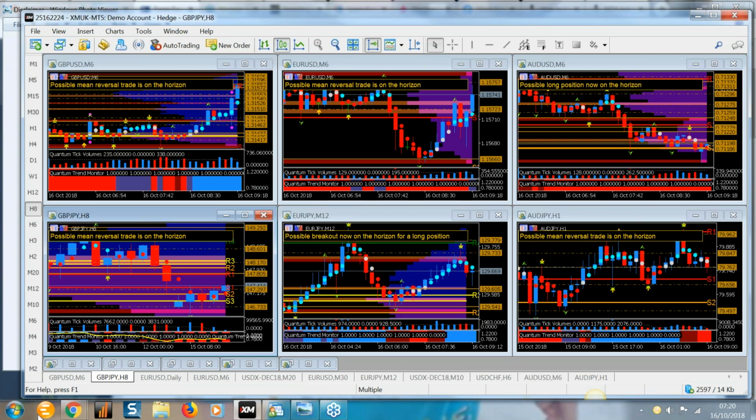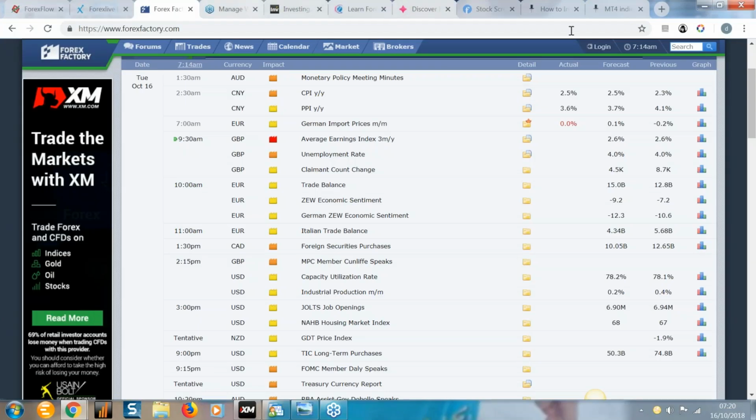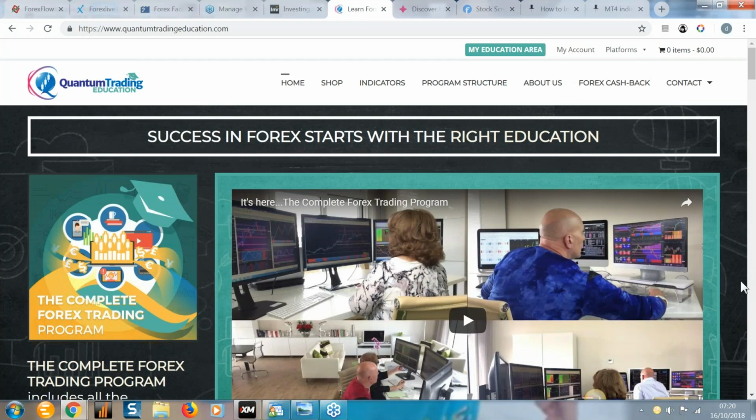But just to show you where we actually are, this is us here. We're actually broadcasting from down here in Hampshire. This is the setup we have with you, and it's actually where we put the program together.